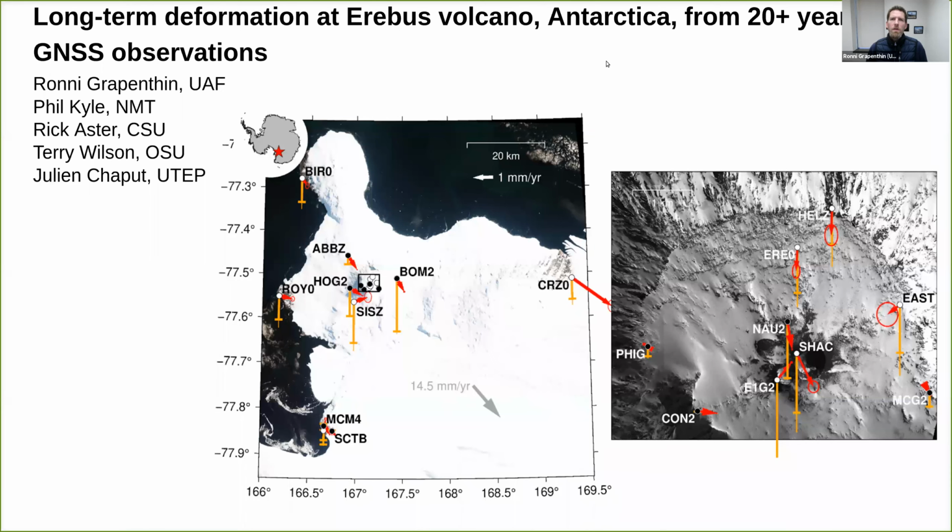This poster presents long-term deformation at Erebus Volcano in Antarctica. My name is Monica Appentine at the University of Alaska Fairbanks. This is work with Phil Kyle, Rick Astor, Terry Wilson, and Julian Chaput.